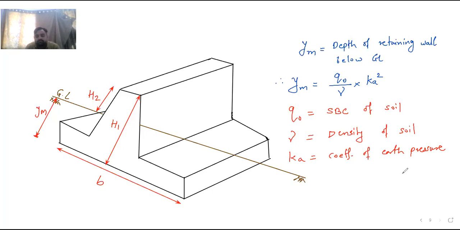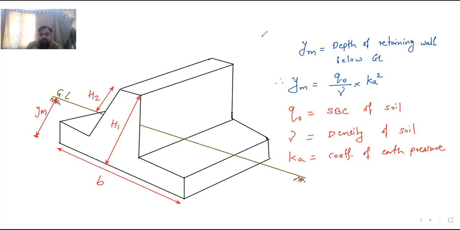Okay, is it clear? Or we can call this total height Ym plus h2 is equal to h1. We can call the total height h also. So now this is the formula to calculate the depth of the retaining wall below the soil. By using this formula, you can calculate the depth.